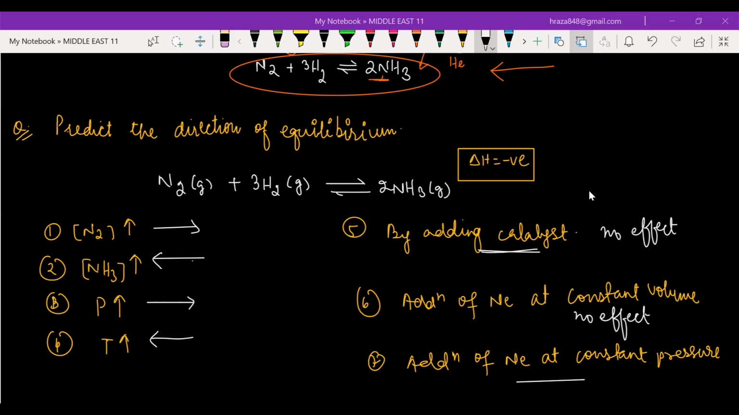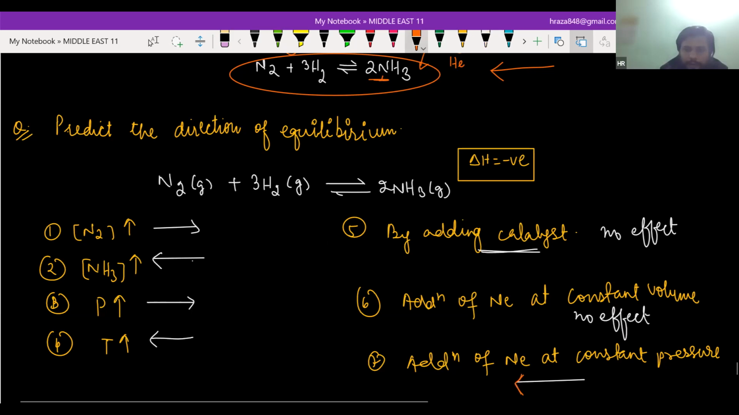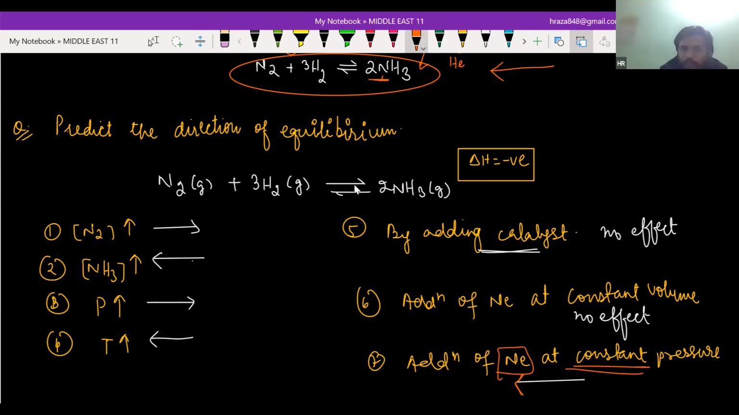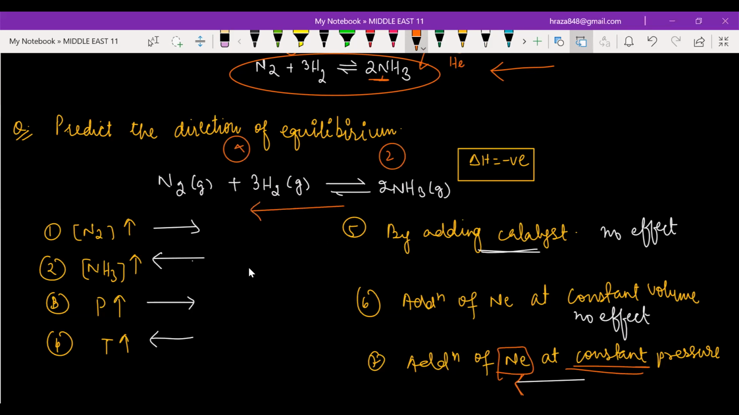Sir, what about the last one? It is from right to left. Whenever we add inert gases at constant pressure, it will move to the direction where the number of moles is greater. So here are 2 moles and here are 4 moles. So it will move like this. Okay, sir.